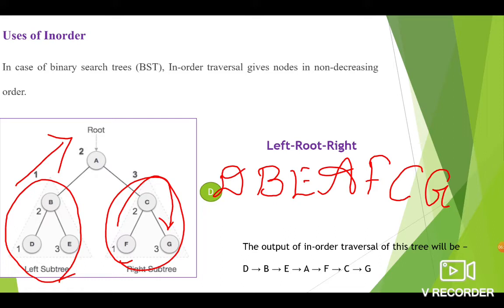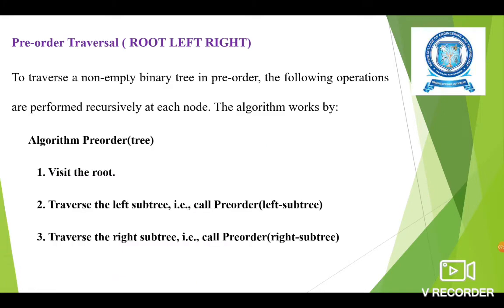It is shown in the diagram. First we are visiting the node D. Then from D we move to the root node B, then from B to E. Now the left subtree traversal is finished. Move on to the root node A. Then traverse the right subtree, where left, root, right is applied: F, then the root node C, then the right node G. Hope you understand what you mean by inorder traversal. Next we move on to the preorder traversal.